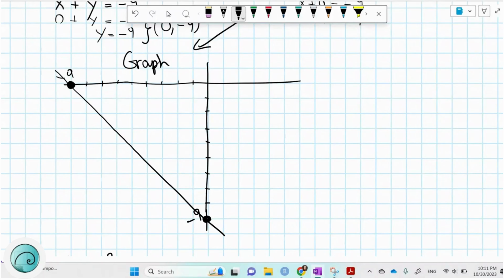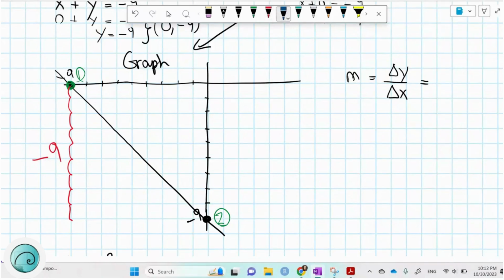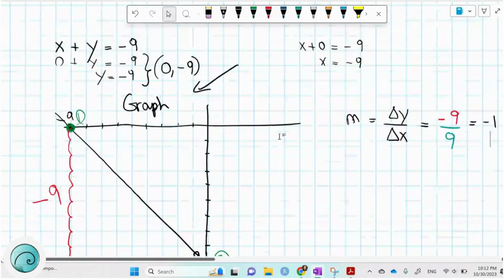And then the slope. Remember, the slope is the change of y over the change of x. The change of y from your first point, we read from left to right. So this is my first point. How much is the y changing? 1, 2, 3, 4, 5, 6, 7, 8, 9, going down 9. And then how much is the x changing? 1, 2, 3, 4, 5, 6, 7, 8, 9. Now, negative 9 over positive 9. So, negative 1.